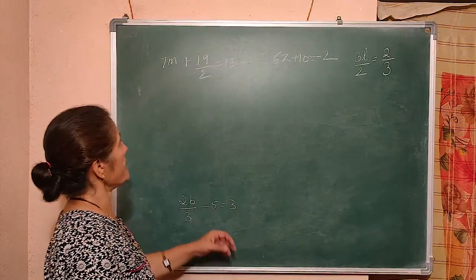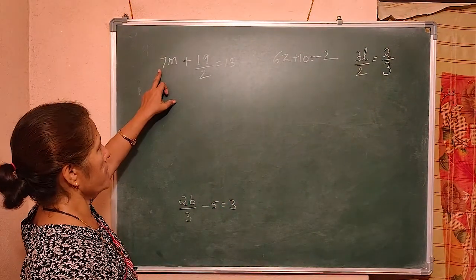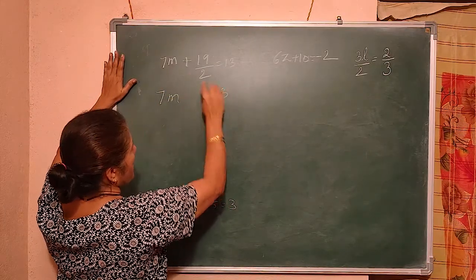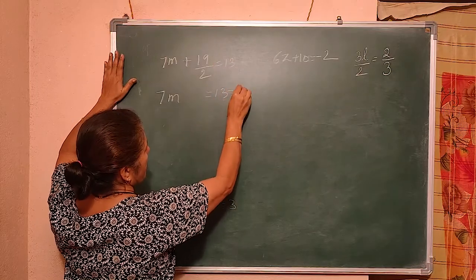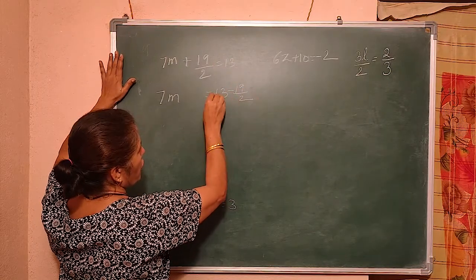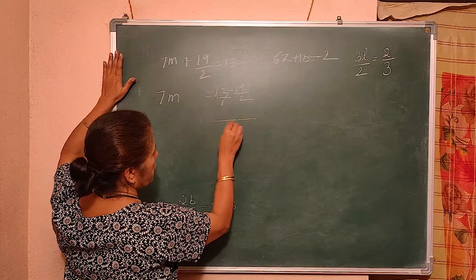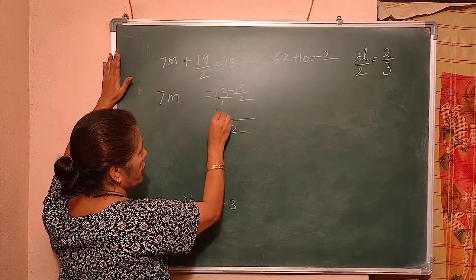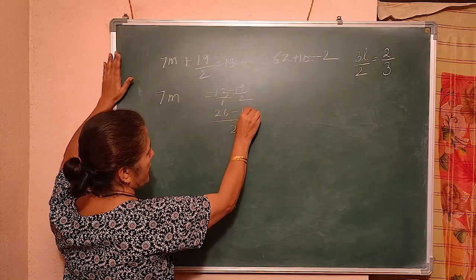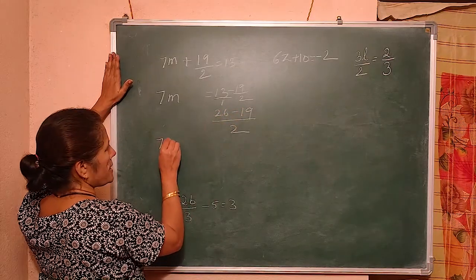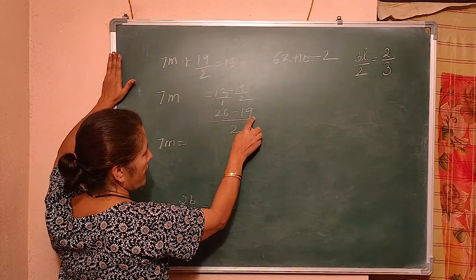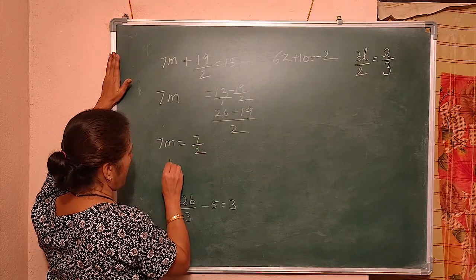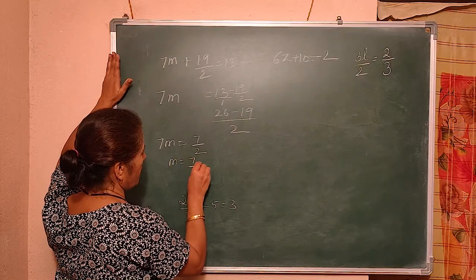Now, look at this. 7m. So 7m, I keep this side, is equal to 13. This one I take this side, minus 19 by 2. So, take the common denominator 2. 1 2s are 2, so 13 2s are 26 minus 19. So 7m is equal to 26 minus 19 is 7 divided by 2. So what is your next step? M is equal to 7 by 2.